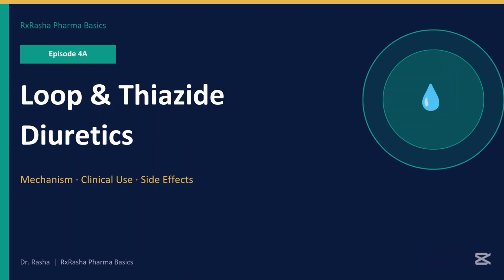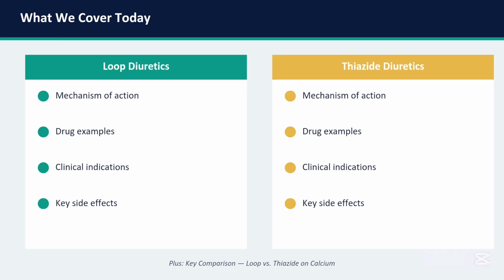I am Dr. Russia, and today we are diving into one of the most clinically important drug classes in cardiovascular and renal pharmacology, diuretics. In this episode, we are covering two of the most commonly used subclasses, loop diuretics and thiazide diuretics. By the end of this video, you will understand how they work, when we use them, and what to watch for. Let us start with loop diuretics.